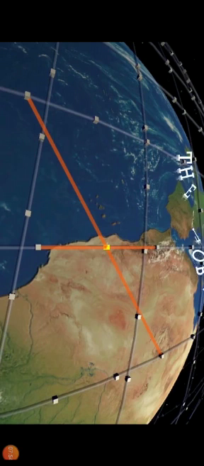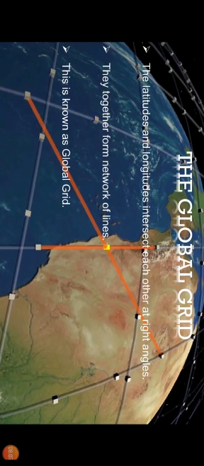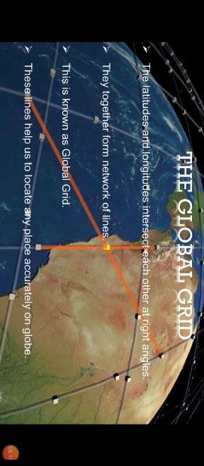The global grid. The latitudes and longitudes intersect each other at right angles. Together they form a network of lines on the globe, and this is known as the global grid, which helps us to locate any place on the globe accurately.